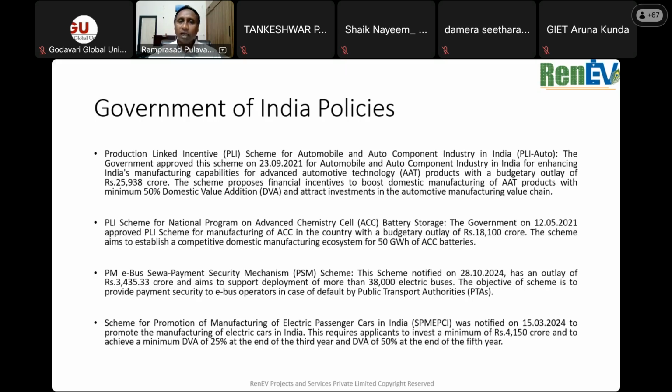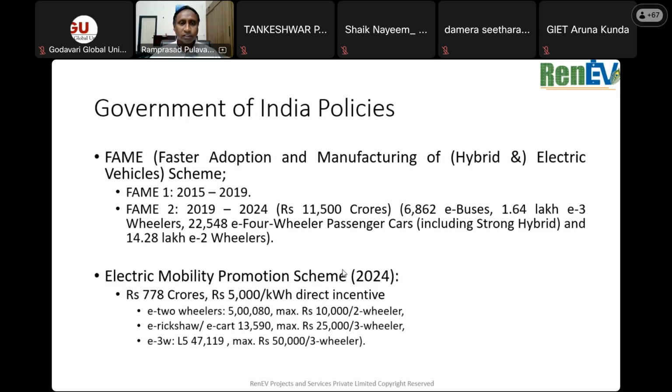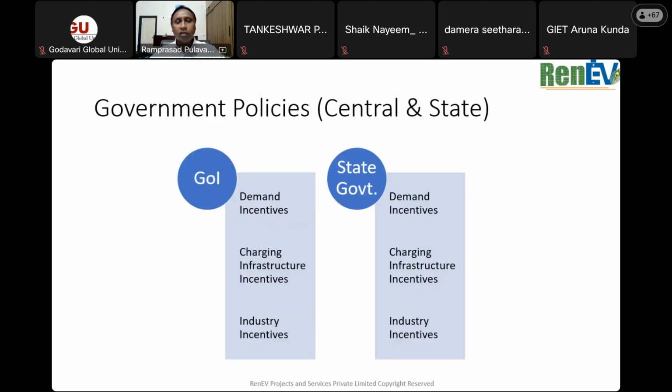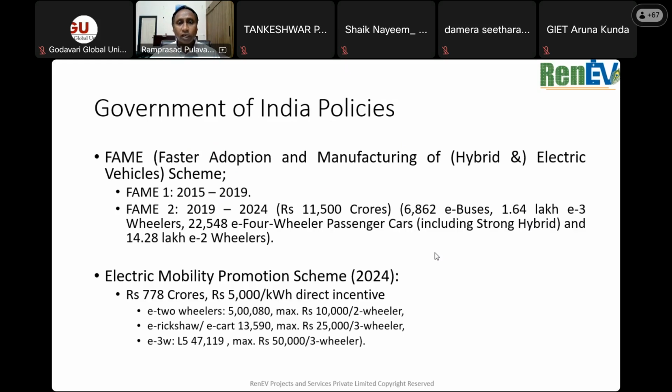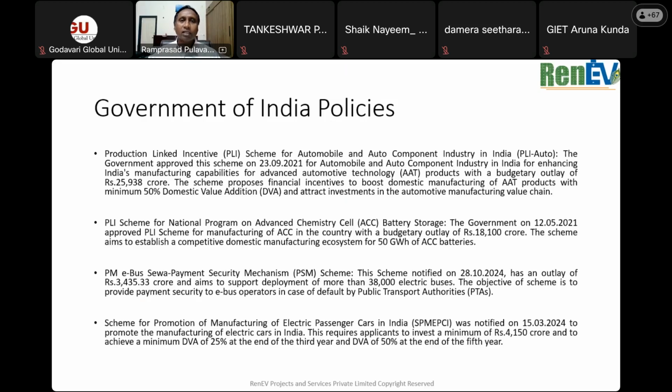And there are other policies also. The first slide, what you have seen here, these fall under the category of demand incentive. Demand incentive means direct subsidy that is being given to the consumer so that he goes for an electric vehicle. These are the other government of India policies which are being implemented so that auto manufacturers also switch from ICE to electric vehicles. There is something called PLI.